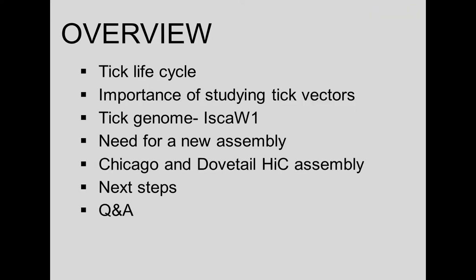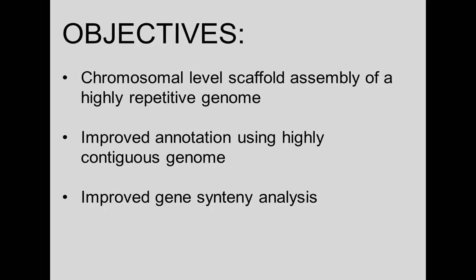I will talk about the tick life cycle first, and then I'll talk about the importance of studying tick vectors. And then I will give you a little background of the tick genome. The first assembly is Ixodes, or I. scapularis Wikel strain 1 assembly. Then I will talk about the need for a new assembly, and the Chicago and Dovetail Hi-C assembly that we just did with Dovetail Genomics, and what the next steps are in this process, and then I will be happy to take any questions later.